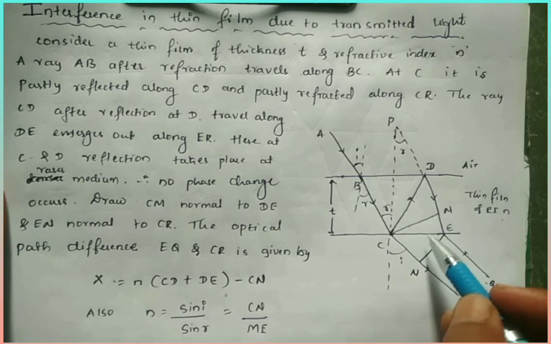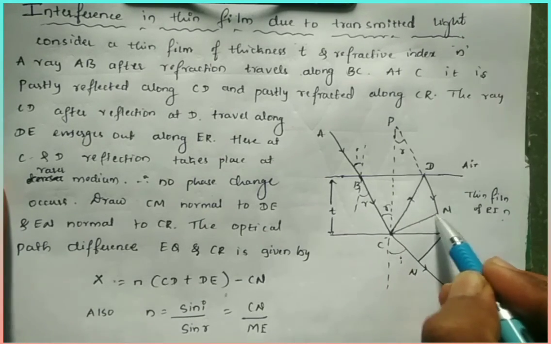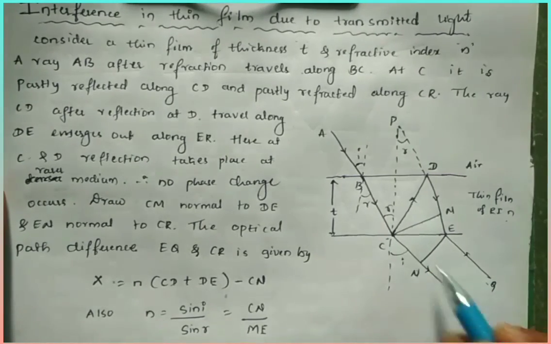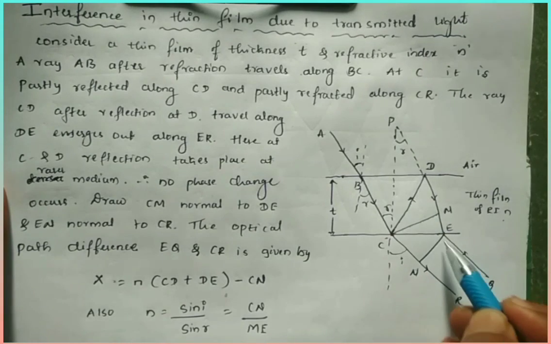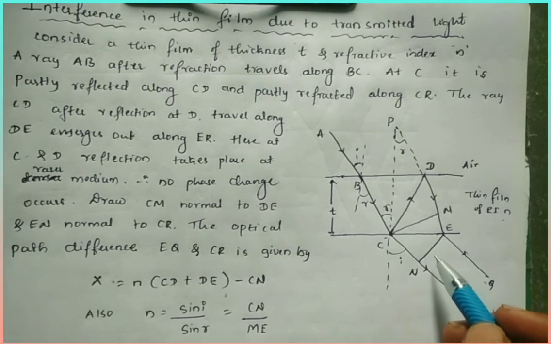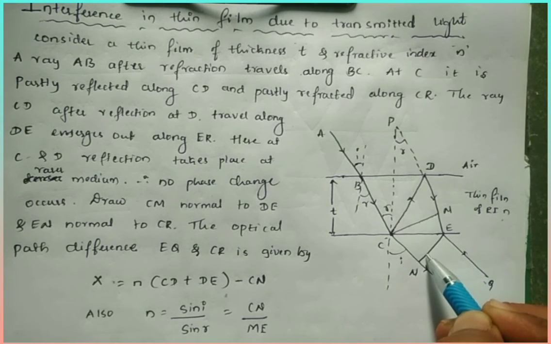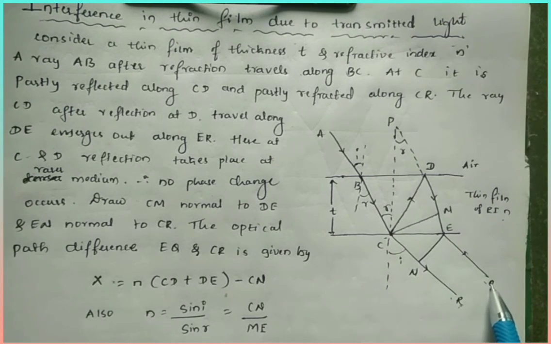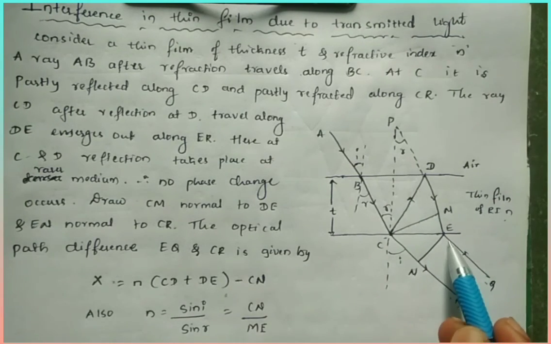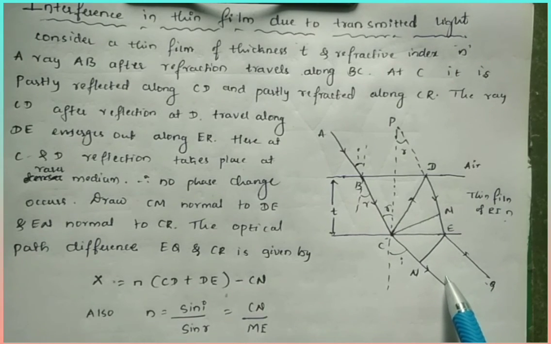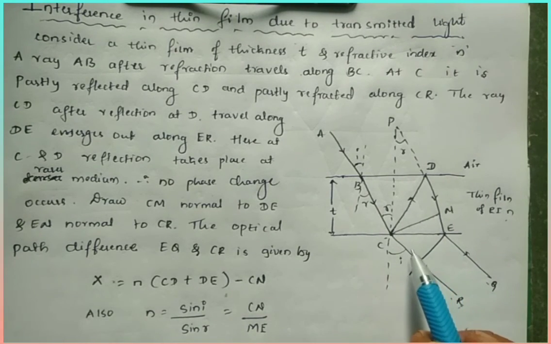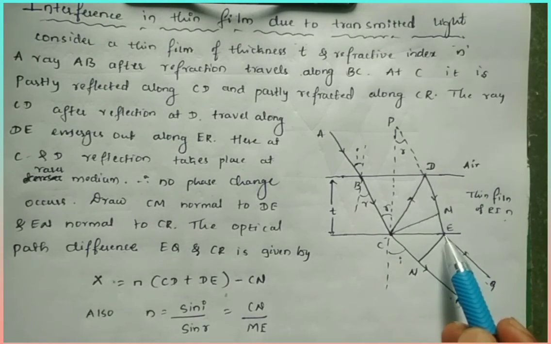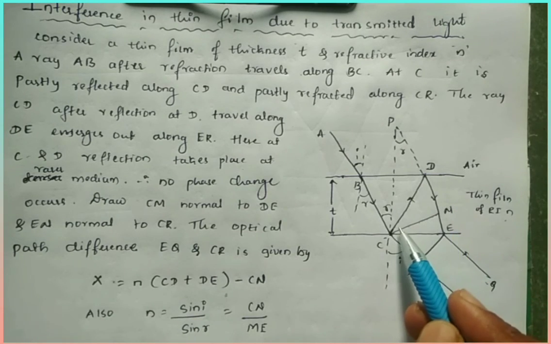First we draw CN, which is normal to DE, and EN normal to CN. We draw these normals because we are finding the optical path difference between CR and ER. Now we are finding the path difference between these two lines. Here all the reflections take place from the rarer medium.